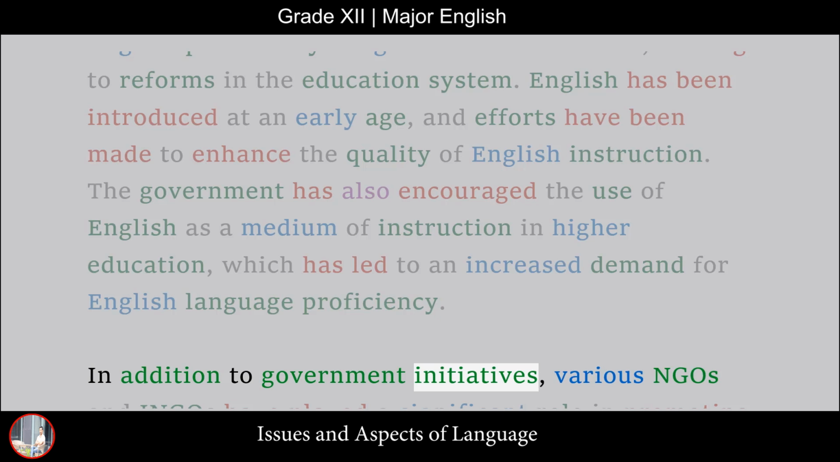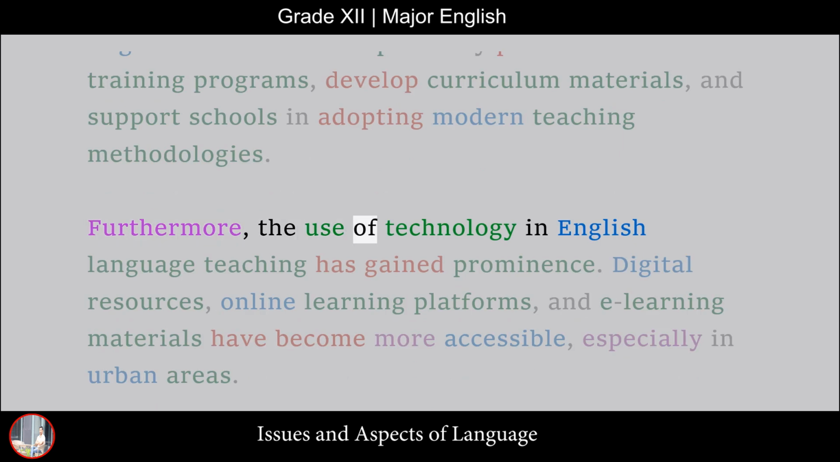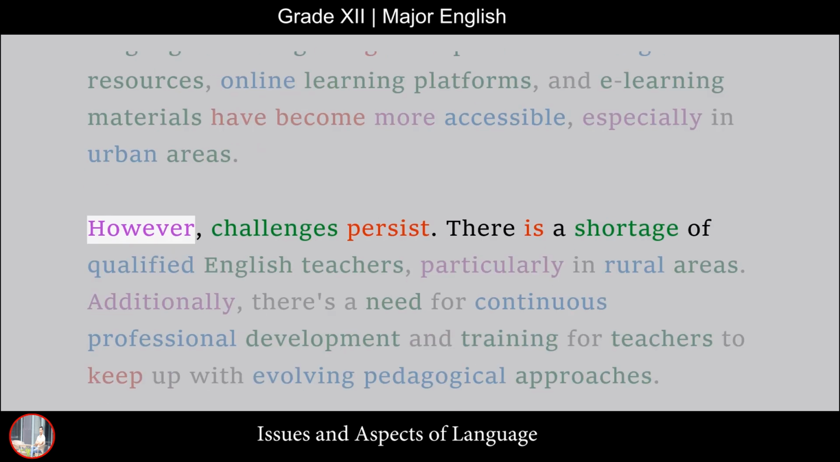In addition to government initiatives, various NGOs and INGOs have played a significant role in promoting English education in Nepal. They provide teacher training programs, develop curriculum materials, and support schools in adopting modern teaching methodologies. Furthermore, the use of technology in English language teaching has gained prominence. Digital resources, online learning platforms, and e-learning materials have become more accessible, especially in urban areas.